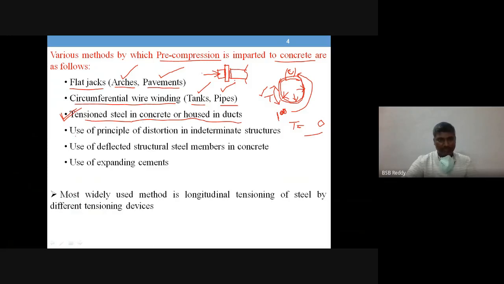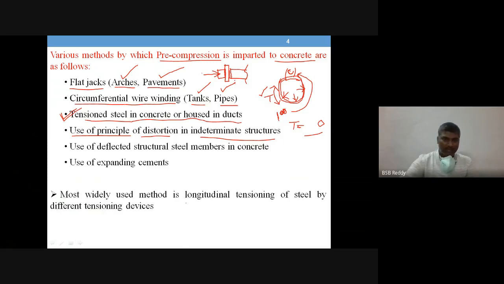Okay, use of the principle of distortion in indeterminate structures. If you have an indeterminate structure, distortion can be used to induce pre-compression in the concrete. One part of the structure will be distorted to induce stresses in the other part of the structure. That way you can plan.